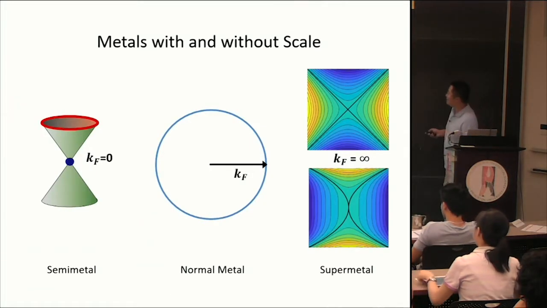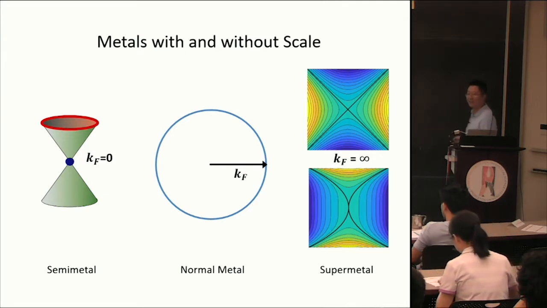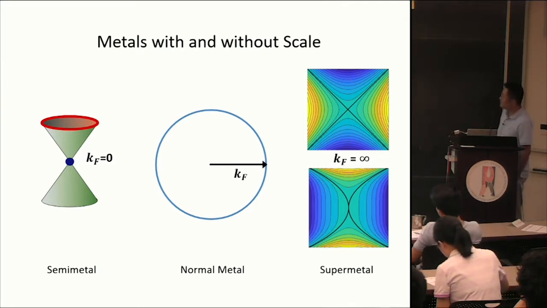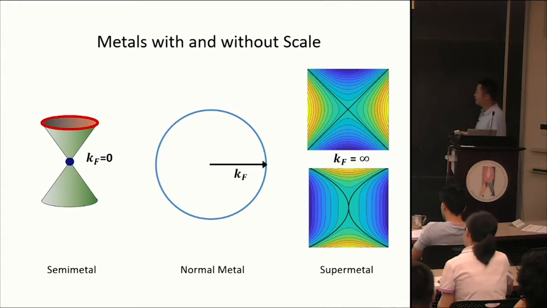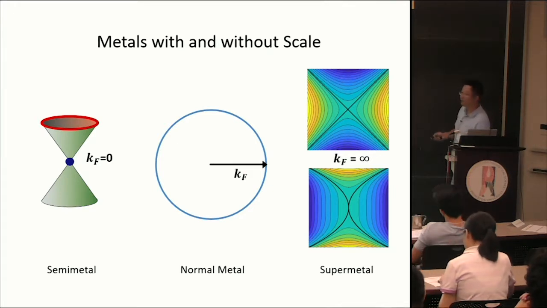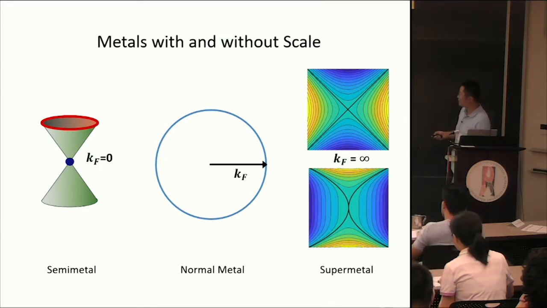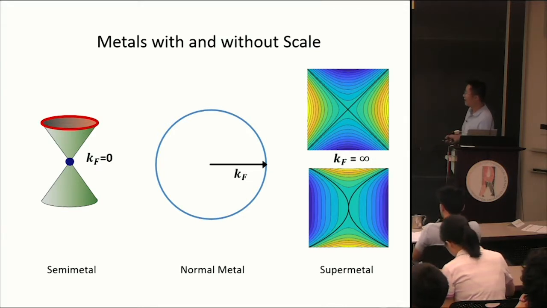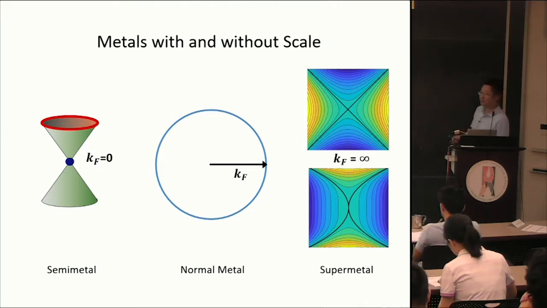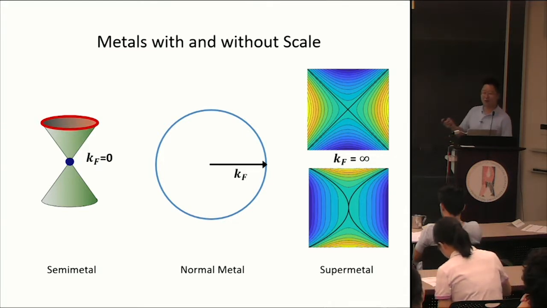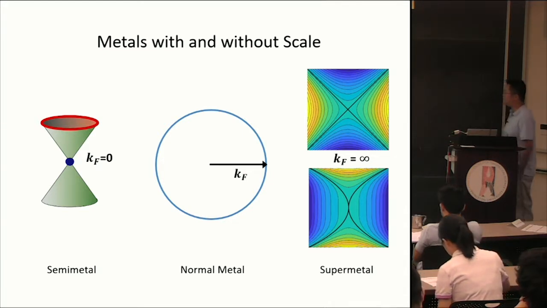Okay. So on the theory side, the reason I think that these Van Hove singularities and high-order Van Hove singularities are interesting is that they represent metals without any intrinsic length scale. So what I mean is the following. If you take a normal metal, it has a characteristic scale, which is the Fermi wavelength, k_F. And in a system with an intrinsic length scale, it cannot really be, strictly speaking, critical. We know critical phenomena have no intrinsic length scales.